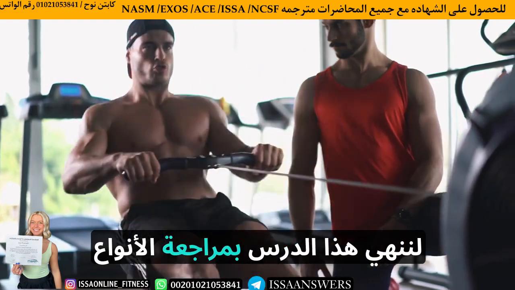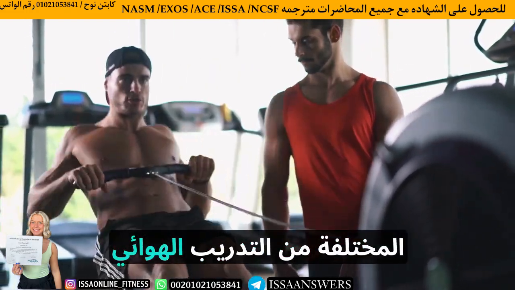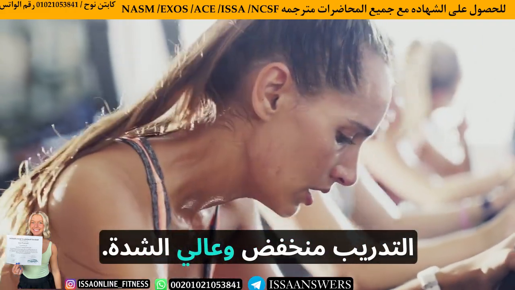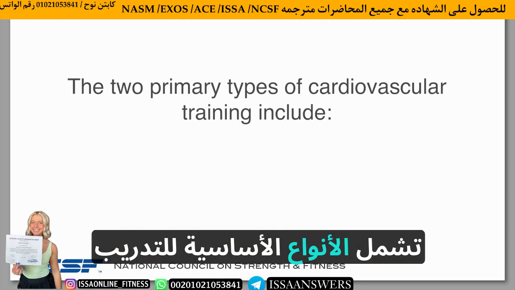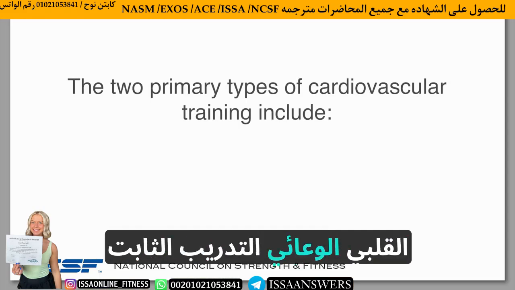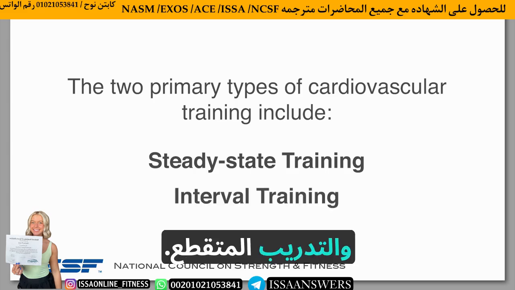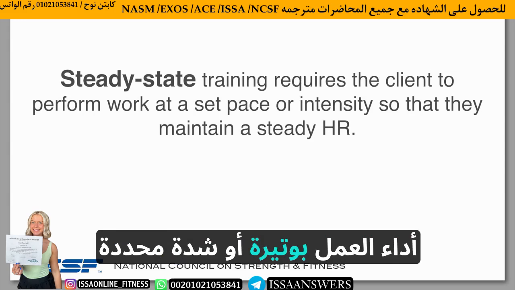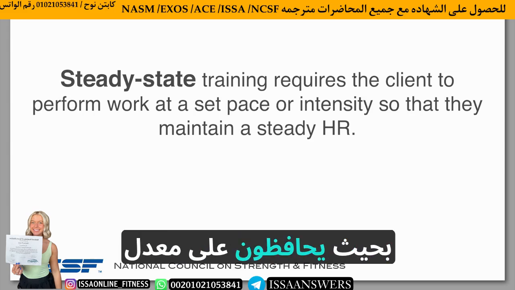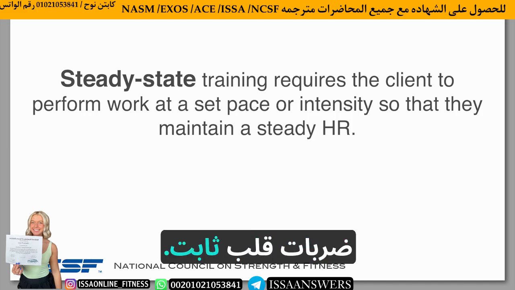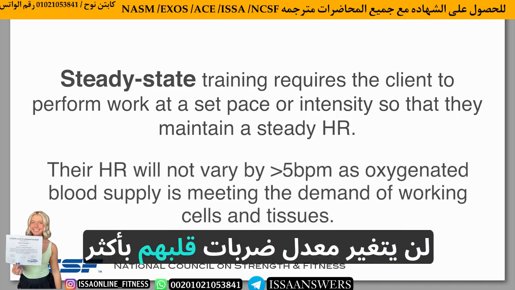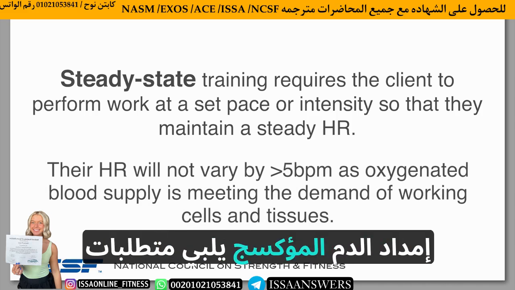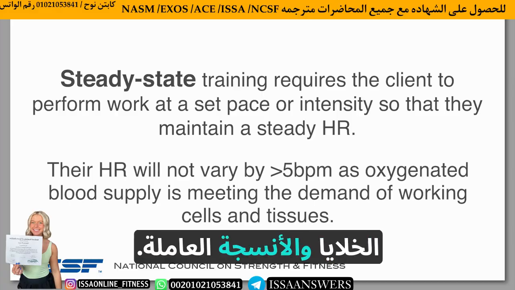Let's finalize this lesson by reviewing the different types of aerobic training and benefits obtained when comparing low and high intensity training. The two primary types of cardiovascular training include steady state and interval training. Steady state training requires the client to perform work at a set pace or intensity so that they maintain a steady heart rate. Their heart rate will not vary by more than 5 beats per minute, as oxygenated blood supply is meeting the demands of working cells and tissues.